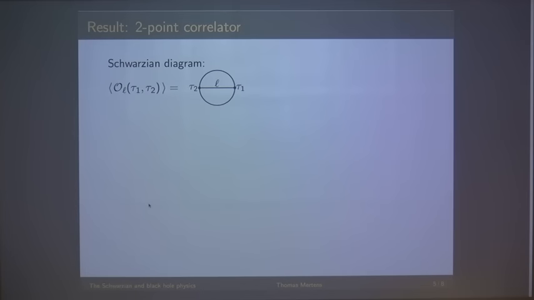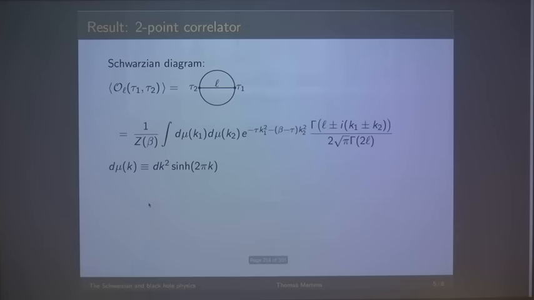So what are the results? Well, the simplest case is a two-point function, which is just one Schwarzschild bilocal operator. I can diagrammatically draw this like this. And the answer turns out to be this expression, which has two integrals, 1 over k1, 1 over k2, each with this typical Sinh measure that appears all over in this Schwarzschild theory. Then some Hamiltonian propagation factors and some vertex functions.